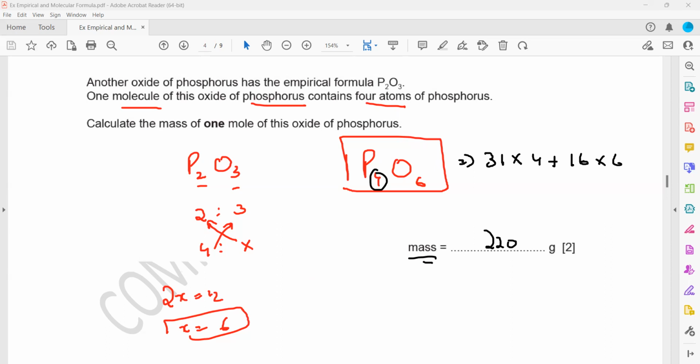and 6 oxygen. How do we work out how many oxygen will be there? Because in the empirical formula the simplest ratio is 2:3. So if 4 phosphorus, it will be 6 oxygen. So the ratio remains 2:3. Is it clear this part?